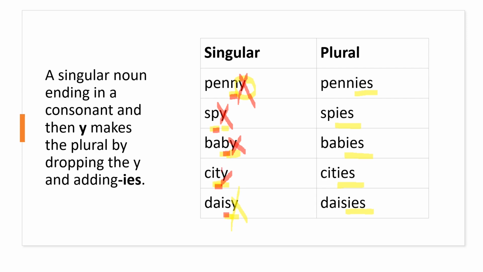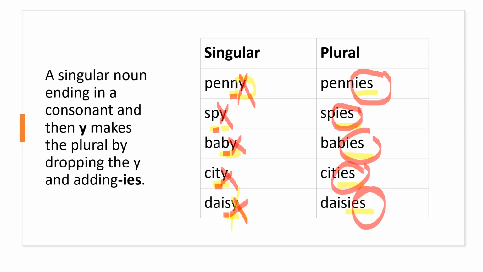आपको ये y खत्म करना होगा and then y की जगह आप क्या रिप्लेस कर देंगे? ies. ये क्या बन जाएगी? इनकी plural form. तो आई होप आपको समझ आ गया होगा कि कैसे बनाएंगे. सबसे पहले आपने देखना है कॉन्सोनेंट, फिर वो वर्ड y में एंड हो रहा हो, y लास्ट लेटर हो उस वर्ड का, और उसके बाद आप y को रिमूव करके उसे ies के साथ रिप्लेस कर देंगे.